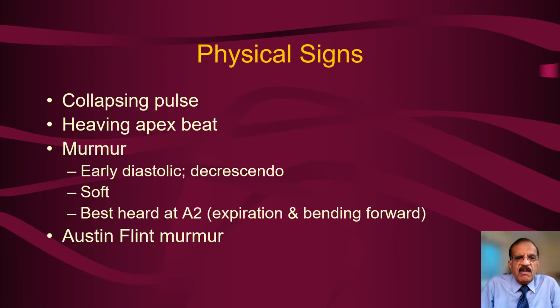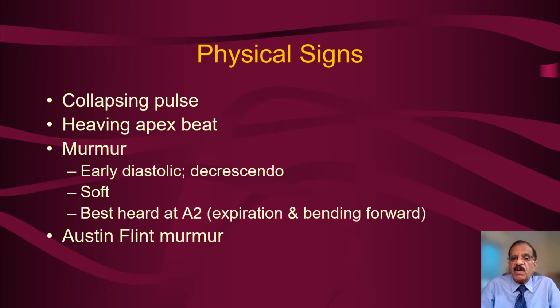And sometimes there may be an Austin-Flint murmur. Now, what is this murmur? If you remember that cartoon I showed in the beginning, when there is regurgitation of blood, the blood comes back from the aorta to the left ventricle. It actually passes over the anterior mitral leaflet. When it does that, it might put the mitral valve into vibration like this. So the anterior leaflet of the mitral valve flutters or goes into vibration, producing a murmur which appears to be coming from the mitral valve.